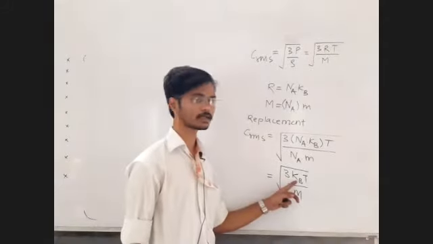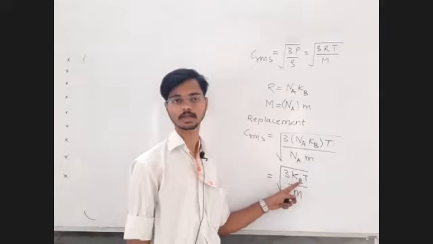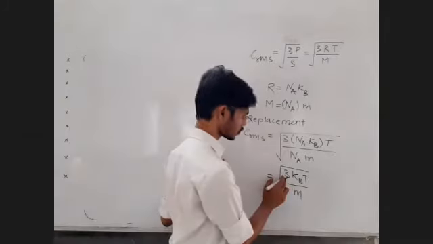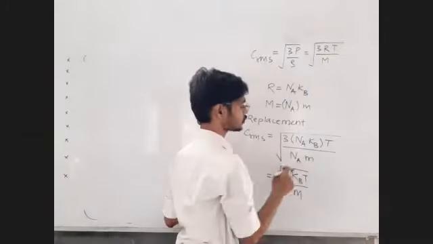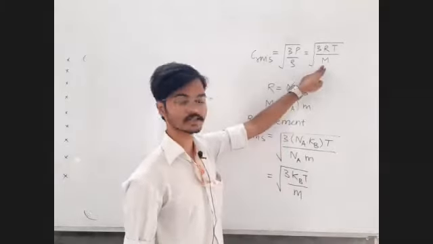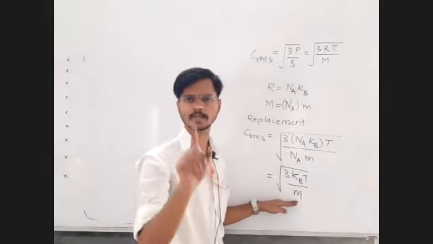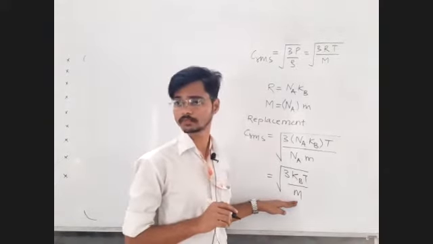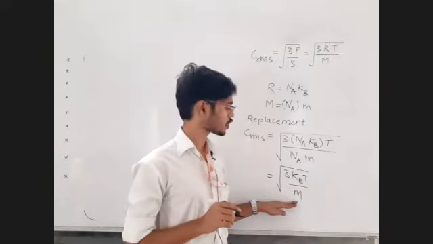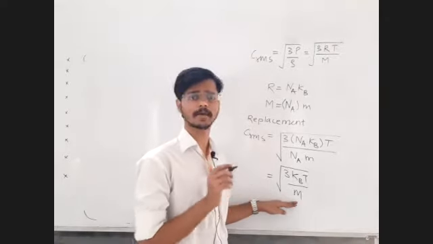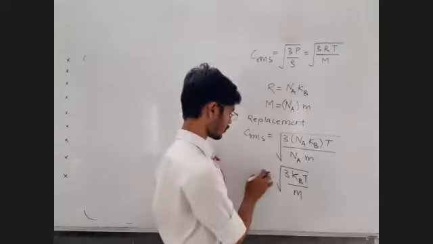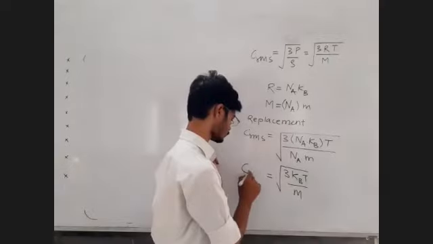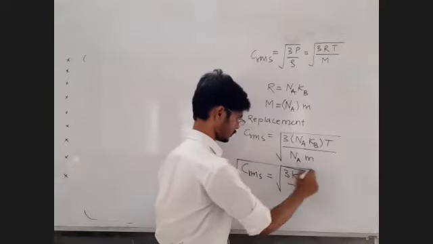Kb is a single term. It's not K into B. It's Kb. So just like 3RT by M, we have 3 kBT by m. But here M is molar mass, and here m is mass of single molecule. Single oxygen molecule is O2. Mass of O2, or mass of H2, or mass of helium He. Some molecules are monoatomic, some molecules are diatomic, some molecules are triatomic also. So this is the formula for CRMS.